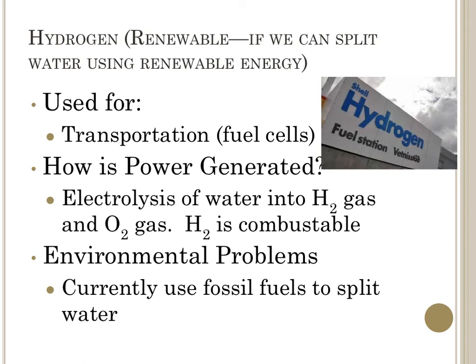Hydrogen. Hydrogen is renewable, but the problem right now is that in order to get a lot of hydrogen gas, we have to do electrolysis, which is splitting water. When we split water right now, it takes a lot of energy, and the biggest source of energy we have to do that is by burning fossil fuels. So right now it's not sustainable. But if we can split this water using renewable energy sources, and right now we don't have enough, or we can make hydrogen gas another way.